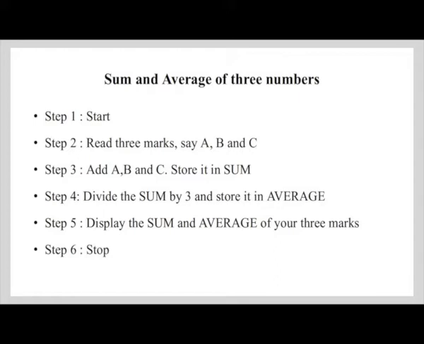See the algorithm on the screen. Here is the algorithm to find the sum and average of 3 numbers. Step 1, start. Step 2, read 3 marks, say A, B and C. Step 3, add A, B and C. Store it in sum. Step 4, divide the sum by 3 and store it in average. Step 5, display the sum and average of your 3 marks. Step 6, stop.